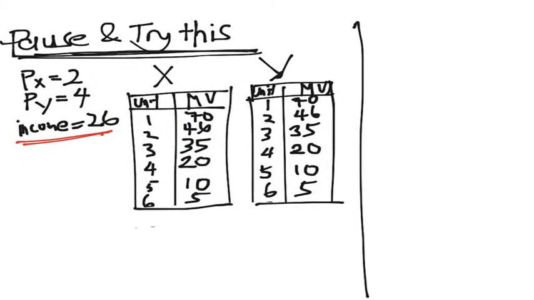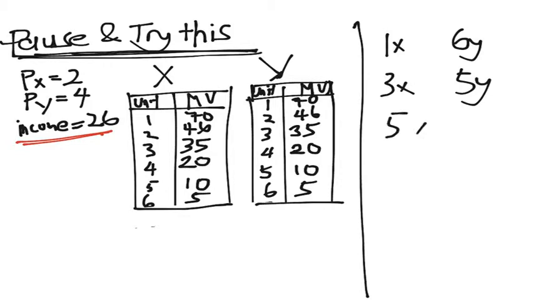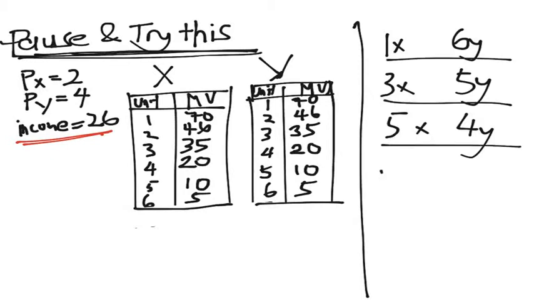So for the consumer to fully utilize his income, there are several combinations of X and Y that the consumer can choose. First, the consumer can select 1X and 6Y, or 3X and 5Y, or 5X and 4Y. Okay, so all of these combinations satisfy the first criterion, which is that the consumer must fully utilize his income. Now to the second criterion, which is that the marginal utility over price of each good must be the same. So let's consider each case.